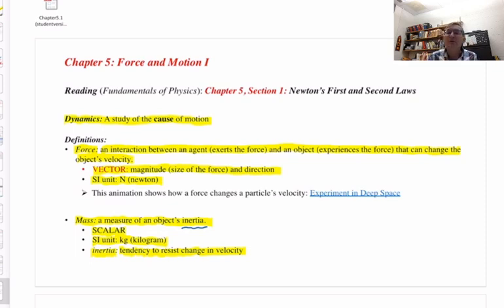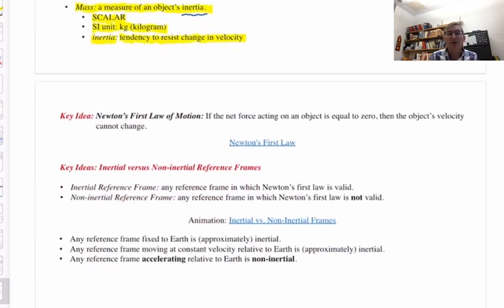Here comes the first law. In fact, we call it Newton's first law of motion. We're just going to state it. It starts out as a hypothesis back in the deeps of time in the 1600s from Galileo and Newton, and has been tested and tested and tested, and so has been raised to the rank of a law. And it goes like this. Newton's first law of motion: if the net force acting on an object is equal to 0, then the object's velocity cannot change.